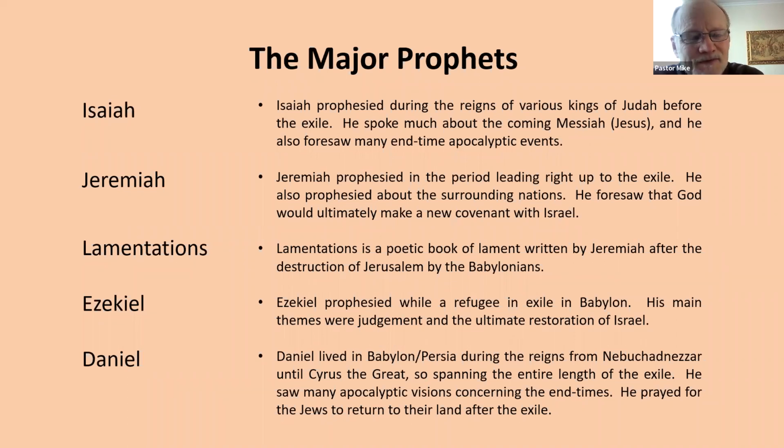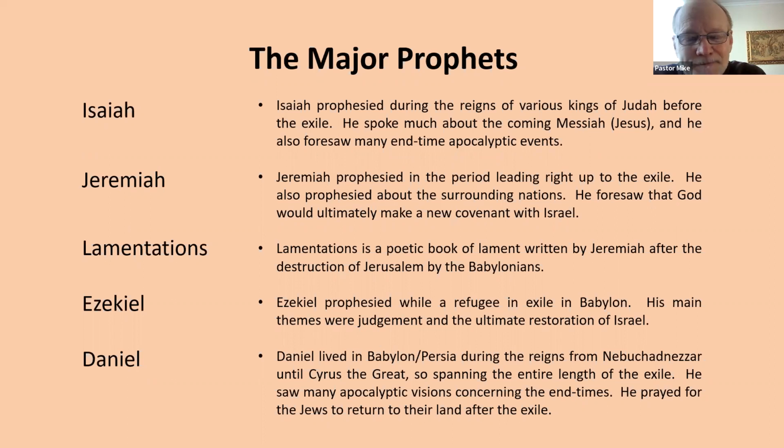But Isaiah, one of the major prophets of Israel, and his book is very long. It's 66 chapters, and he must have lived to a ripe old age because he prophesied and ministered during the reigns of various kings of Judah, in the period before the exile. He spoke much about the coming Messiah, and he also foresaw many end-time apocalyptic events.